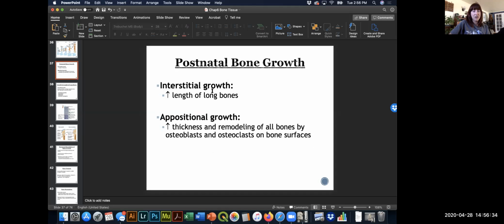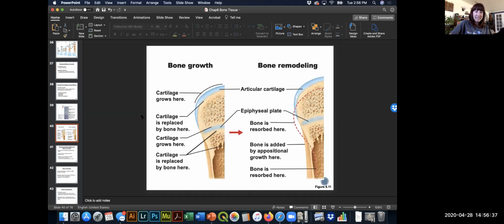Okay, the interstitial bone growth is the bone growth that happens at the epiphyseal plate, right? And it happens from when you're born till you're in your early 20s, basically, at the latest. So that's when you're getting taller, you're growing length in your long bones. And it happens here at the epiphyseal plate, right? So you're going from, again, cartilage into bone. And so you're growing the length of the long bones from this point right here at the epiphyseal plate. That's how you grow your long bones longer. It's called interstitial bone growth, okay?